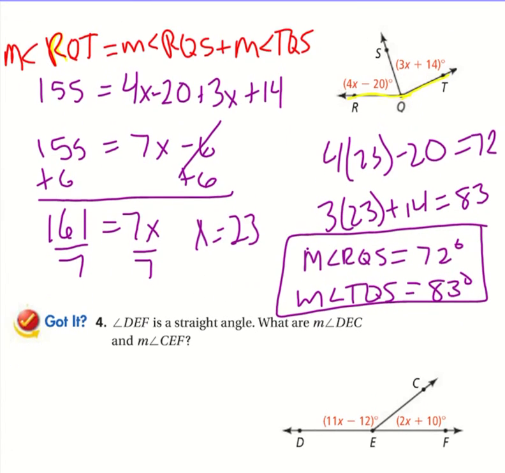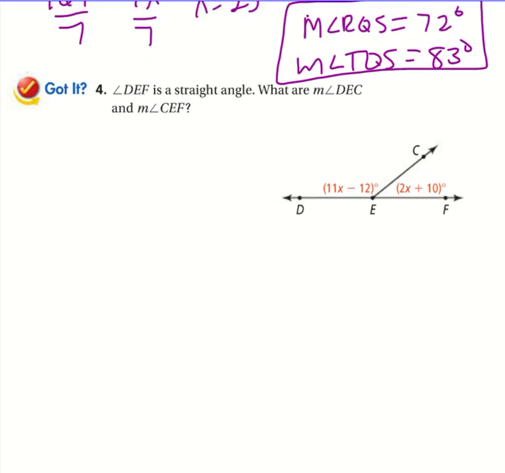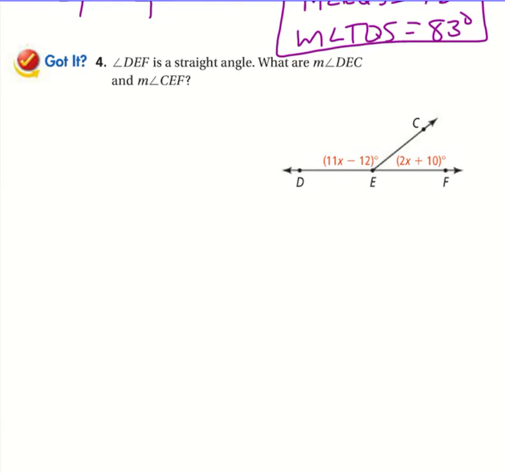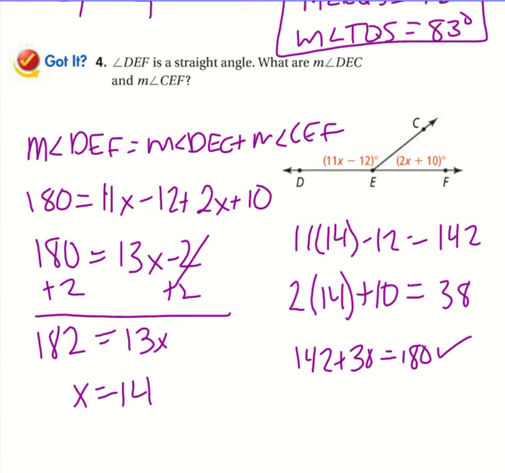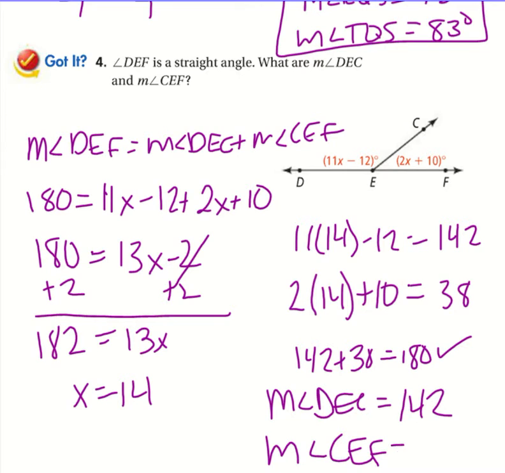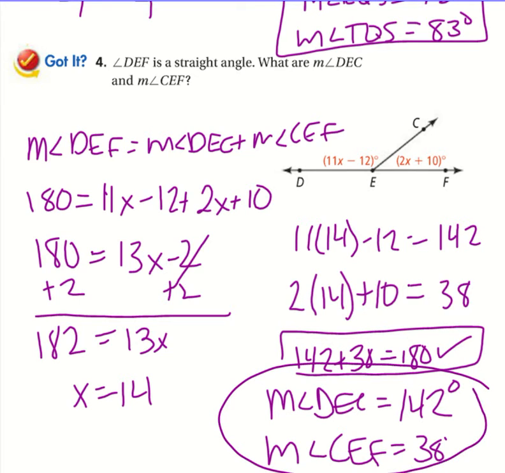Alright. Now what I'm going to have you do is the got it question down here. Pause the video and find the measure of angle DEC and CEF. You can check your work with mine. I got the measure of angle DEC is 142 degrees. The measure of angle CEF is 38 degrees. I took the time to double check them. They both added up to 180 degrees. So there you have it.